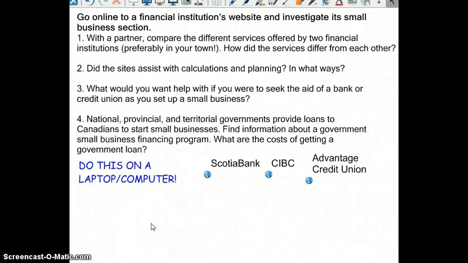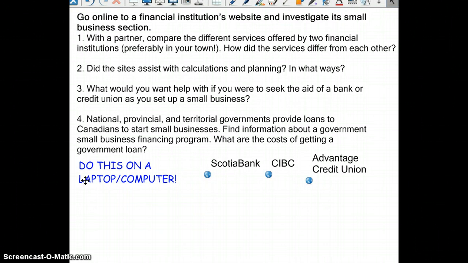How do the services differ from each other? So you're going to work as a group and each do a different financial institution. Did the sites assist with calculations and planning? In what way? Would you want help if you were to seek the aid of a bank or credit union as you set up a small business?